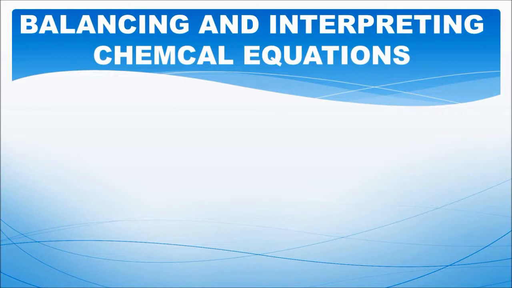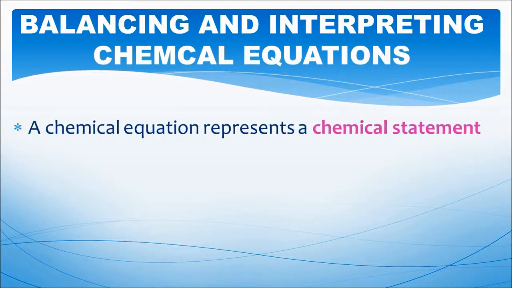Balancing and interpreting chemical reactions. When you encounter a chemical equation, you may find it useful to read it as if it were a sentence, since a chemical equation represents a chemical statement. In this example, this could be read: ammonia plus hydrogen chloride produces ammonium chloride.